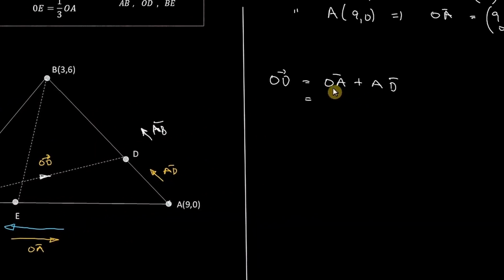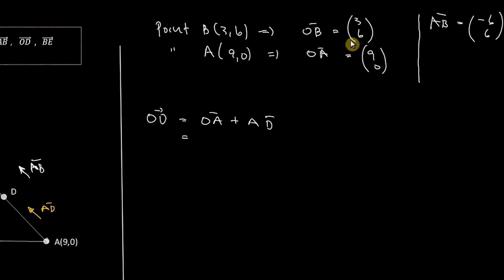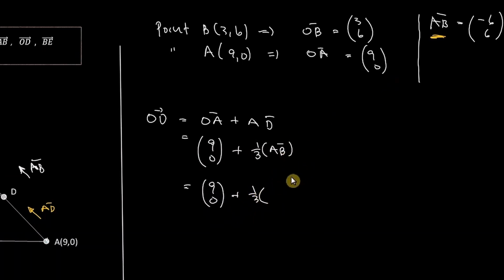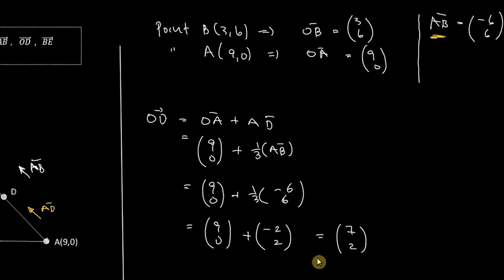Do we have values for these vectors? Well, we know the vector OA because we have been given that as (9, 0). So that's (9, 0) plus the vector AD. Note that AD is 1/3 the vector AB, but we already know the vector AB because we found it here. Therefore, this is equal to (9, 0) plus 1/3 of (-6, 6). So that gives (9, 0) plus (-2, 2). We add these together: 9 minus 2 is equal to 7, and 0 plus 2 is equal to 2. So the vector OD is equal to (7, 2).